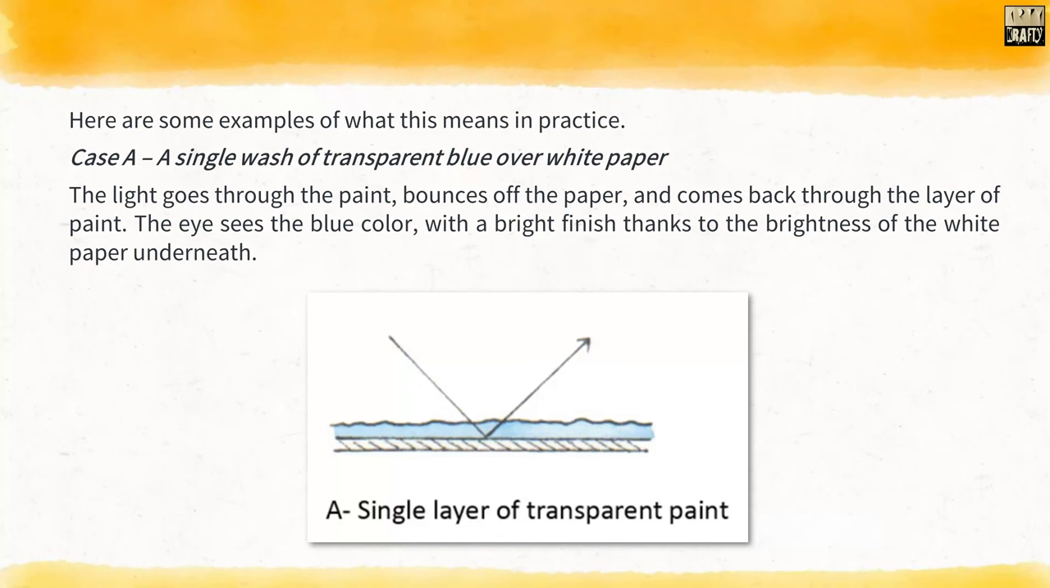Here are some examples of what this means in practice. Case A. A single wash of transparent blue over the white paper. The light goes through the paint, bounces off the paper and comes back through the layer of the paint. The eye sees the blue color with a bright finish thanks to the brightness of the white paper underneath.